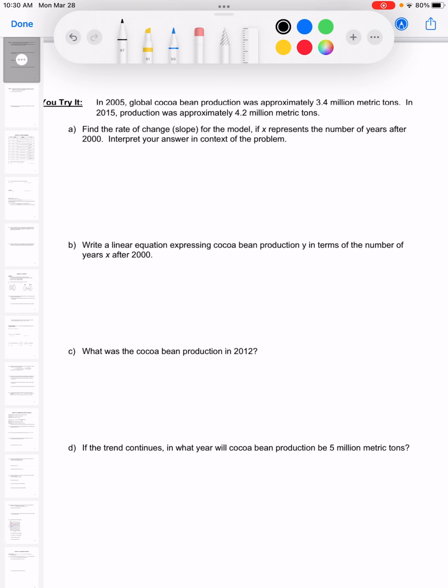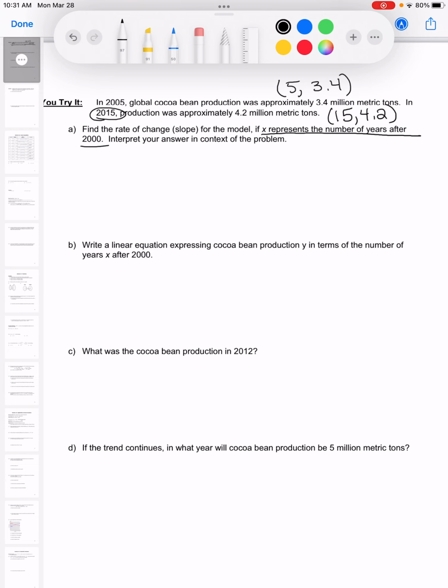So it talks about a year and how many million metric tons of cocoa beans that we have. And we really need to look down to part A for a second because this is where it tells me that X is going to be the number of years after 2000. So please don't just use the regular years. Instead, my first ordered pair is going to be 5 for 2005, comma 3.4. My second ordered pair is going to be from 2015, so it's going to be 15, comma 4.2. So you're going to use those two ordered pairs to do all the different parts here.